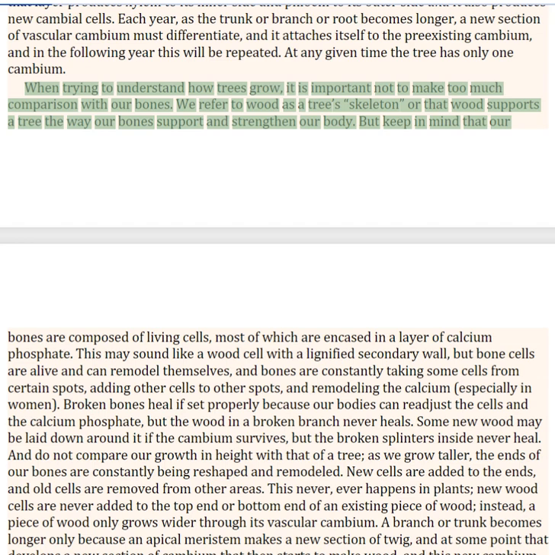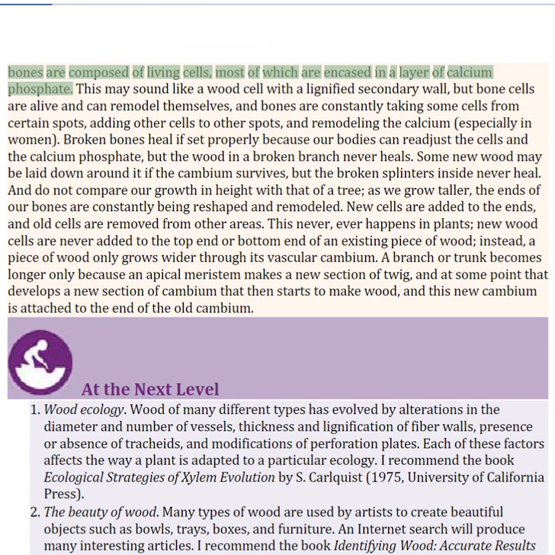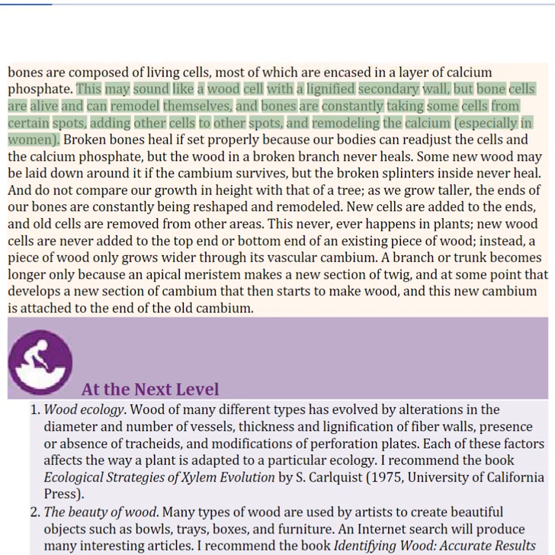We refer to wood as a tree skeleton, or say that wood supports a tree the way our bones support and strengthen our body. But keep in mind that our bones are composed of living cells, most of which are encased in a layer of calcium phosphate. This may sound like a wood cell with a lignified secondary wall, but bone cells are alive and can remodel themselves, and bones are constantly taking some cells from certain spots, adding other cells to other spots, and remodeling the calcium.